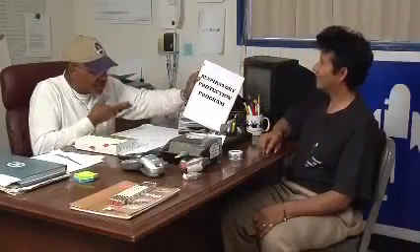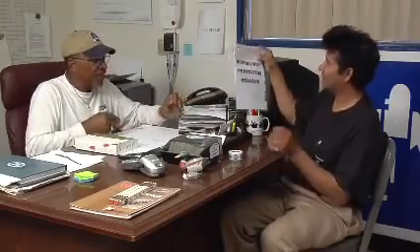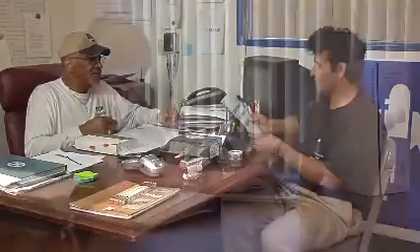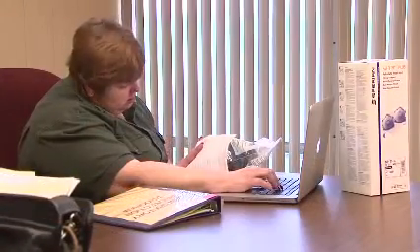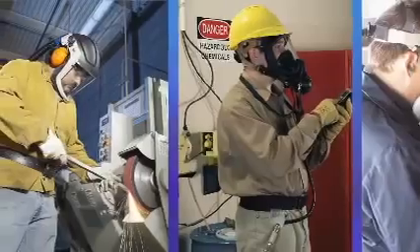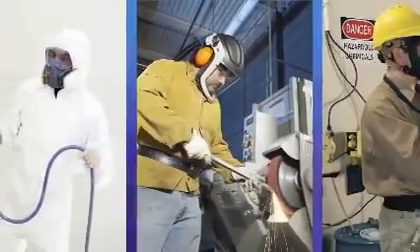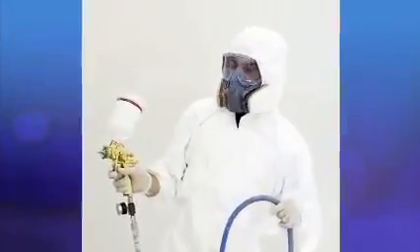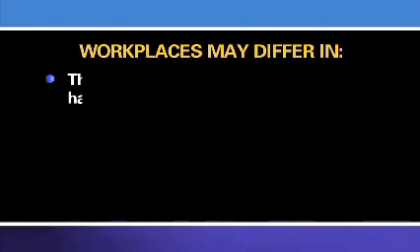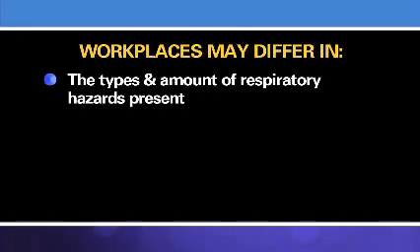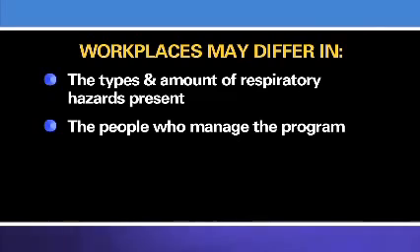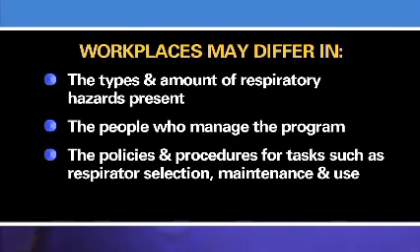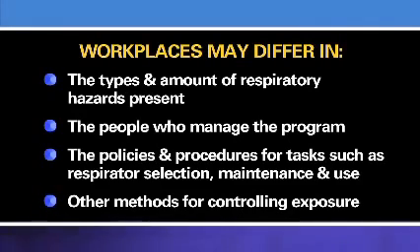Provide you with access to specific records and documents such as a written copy of your employer's respiratory protection program, and conduct a periodic program review. Because each workplace is different, it is very important that your employer's respiratory protection program address your specific workplace. For example, workplaces may differ in the following ways: the types and amount of respiratory hazards present, the people who manage the program, the policies and procedures for tasks such as respirator selection, maintenance, and use, and other exposure control methods such as using local exhaust ventilation.